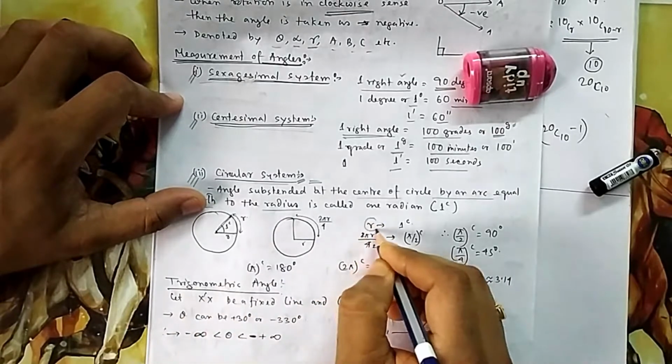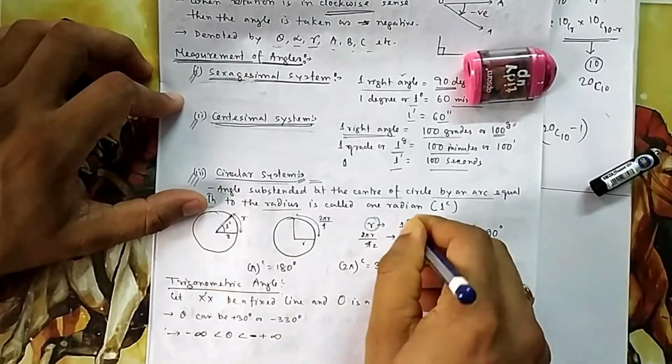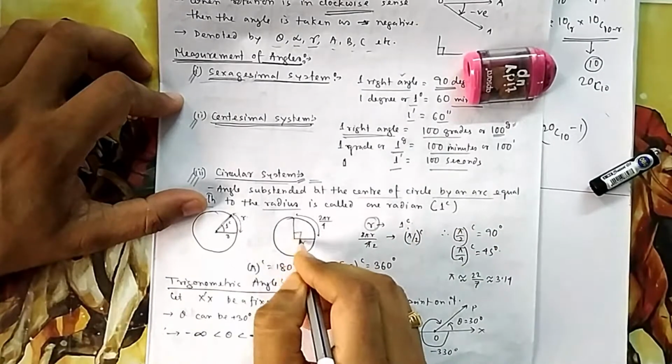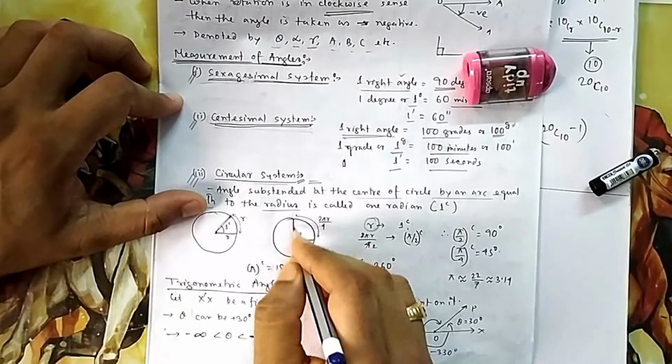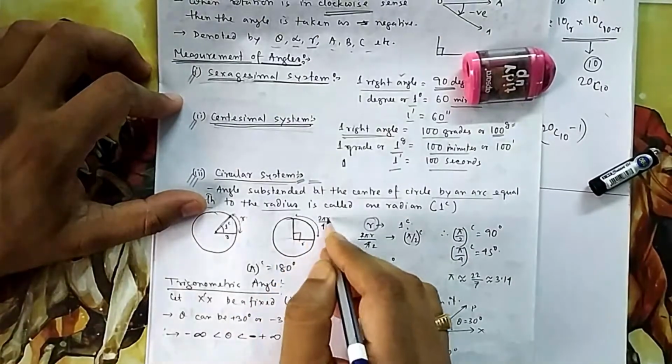So if the length of the arc is r, then the angle is 1 radian. For 90 degrees, what should be the length of this arc? The total length is 2 pi r, so it is divided into 4 parts, and one part will be 2 pi r by 4.